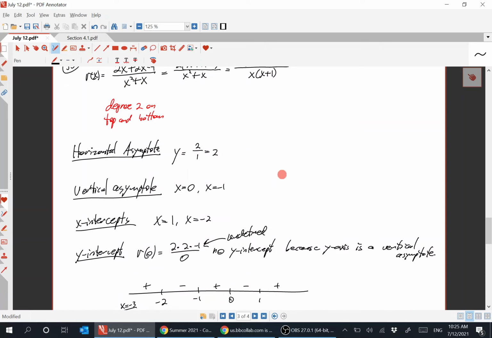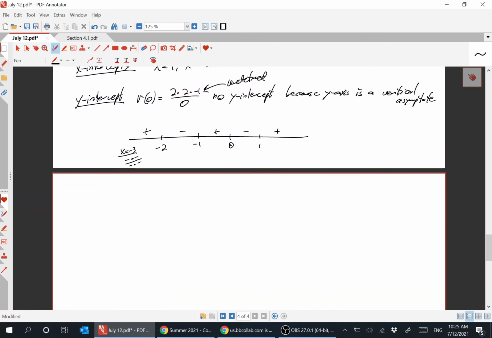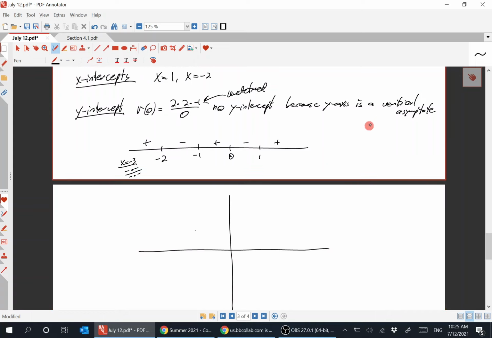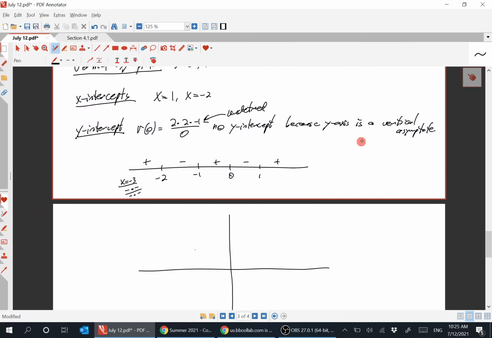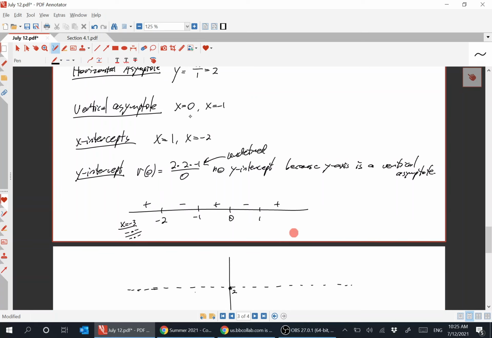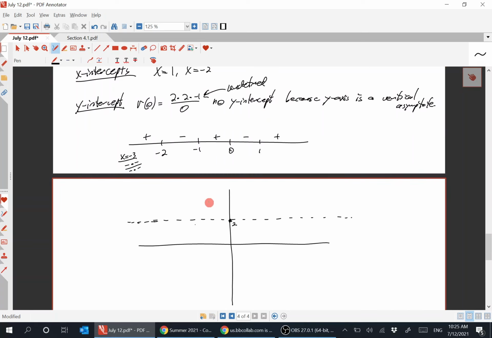All right, so we've got our intercepts and our asymptotes, both horizontal and vertical, so we can get a nice sketch of the graph here. Horizontal asymptote at y equal to 2, right about there. Vertical asymptotes at the y-axis and at negative 1.